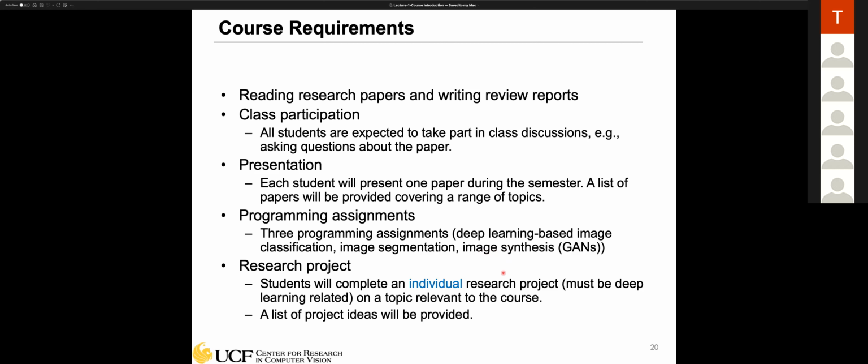The last one will be the individual research project. It's going to be deep learning based and also relevant to the course, right? It has to be dealing with medical imaging, image processing. I will provide a list of ideas as a reference to you. If you are interested in those topics, you can pick one from those lists. But you can also come up with your own topic, which I will also discuss in detail in the next lecture. Okay.